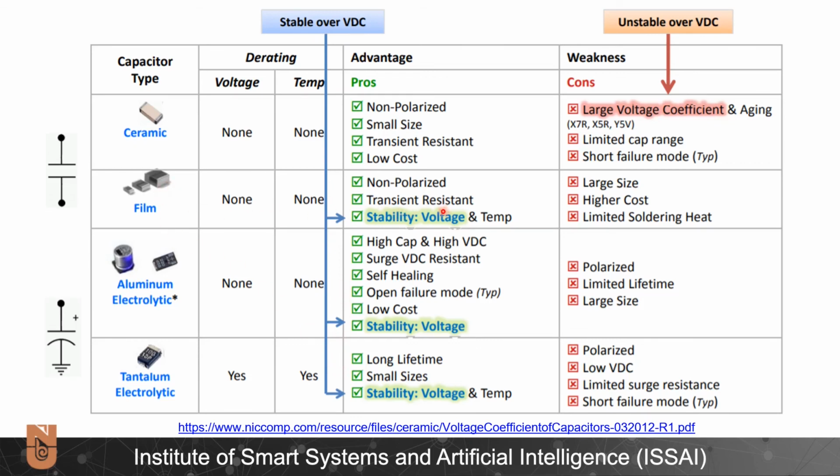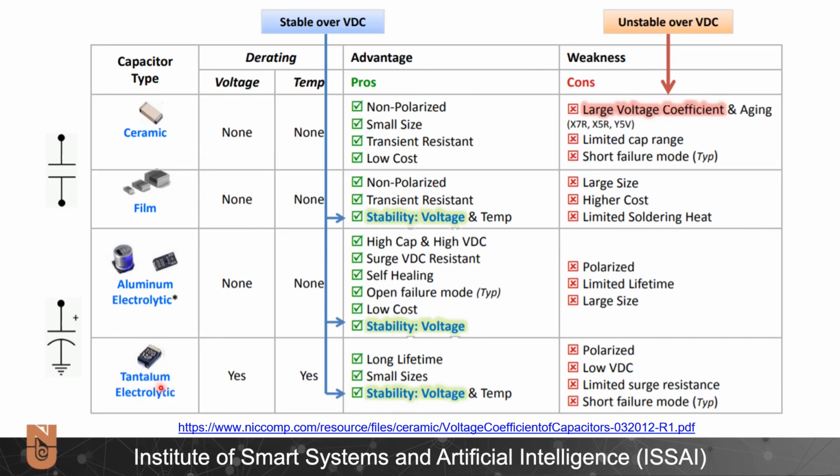Film capacitors are non-polarized. They are very good, but they come at a higher cost, and compared to a ceramic capacitor of the same capacitance value, they are larger. Aluminum electrolytic capacitors are low cost, stable, and very useful. However, they usually have a very large size compared to the other ones, and it is not very good to use them in applications where volumetric or space constraints are very tight.